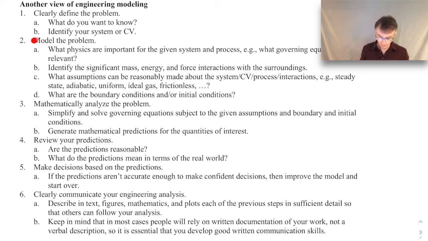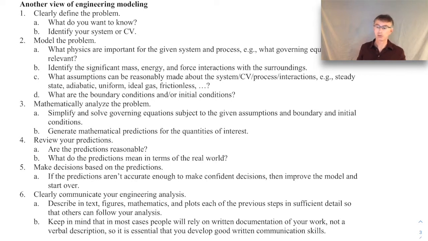The second step is to actually model the problem. And when we do that, we have to identify what physics are important in that particular problem. So, what governing equations are relevant? Is conservation of mass an important part of the physics in this problem? Is Newton's second law really something that's important for this problem? Is it the first law of thermodynamics, second law of thermodynamics? What fundamental relations are significant in that problem that are really relevant to our model?